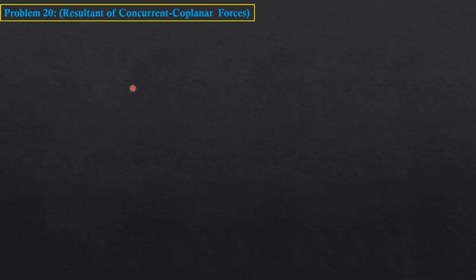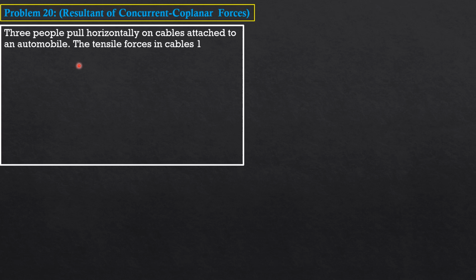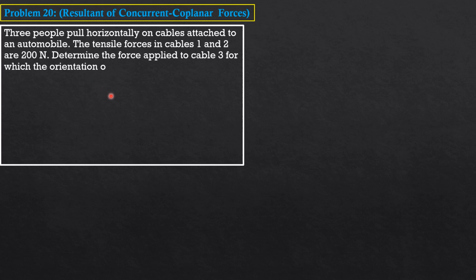So here we go. Statics problem 20, example 20. Resultant of concurrent coplanar forces. Three people pull horizontally on cables attached to an automobile. The tensile forces in cables 1 and 2 are 200 newtons. Determine the force applied to cable 3 for which the orientation of the resultant is, letter A, theta is 0, and letter B, theta is 90 degrees.